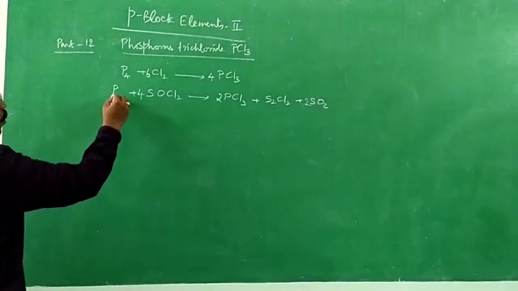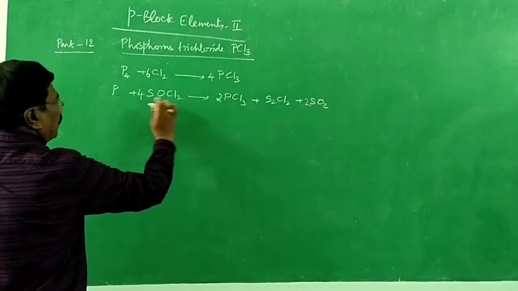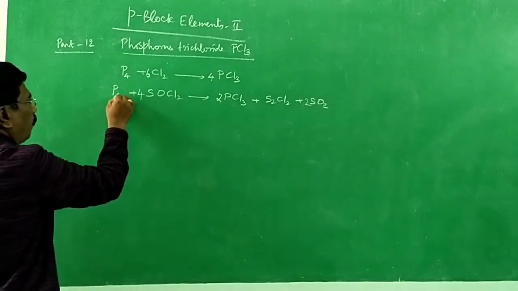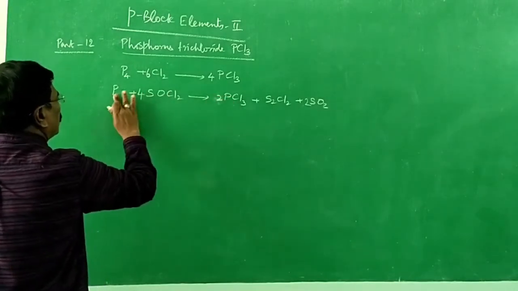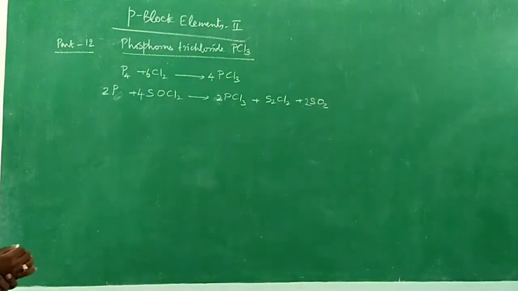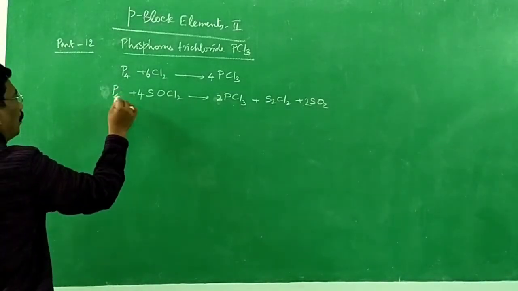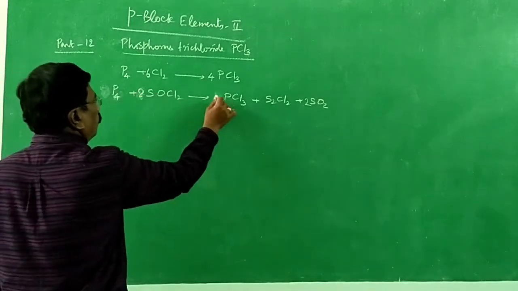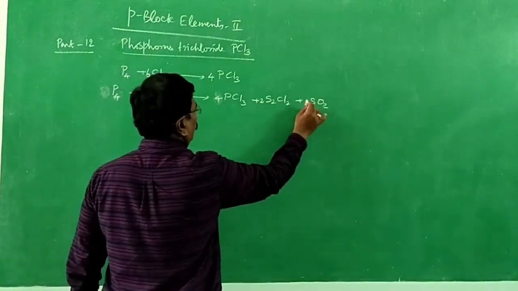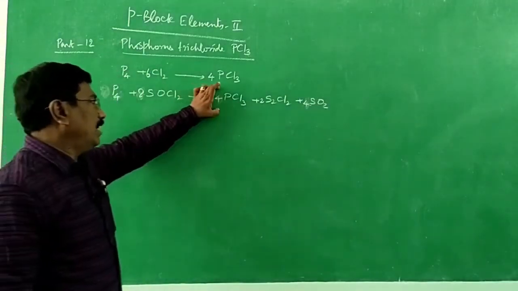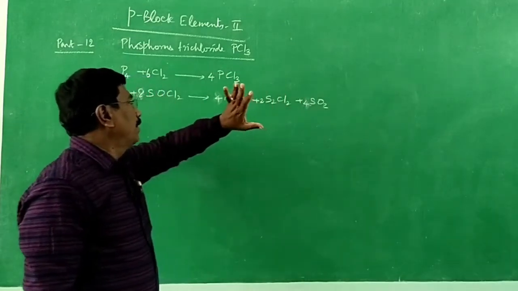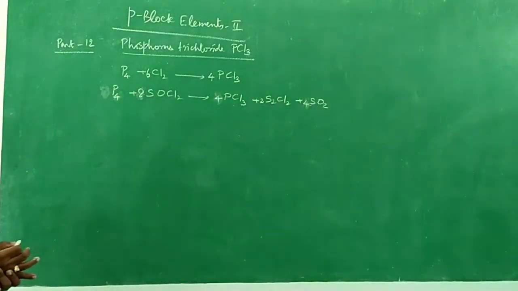But we used to write P4. Except phosphorus, everything is balanced now. If we make P4, everything has to be multiplied by 2. Earlier it can be like this: 2P plus 4SOCl2 gives 2PCl3, S2Cl2, 2SO2. But when we write P4, the rest should be multiplied by 2. Therefore 8, 4, 2, and 4. So phosphorus reacts with thionyl chloride to give phosphorus trichloride, sulfur monochloride, and sulfur dioxide. So phosphorus trichloride may be prepared by these methods.